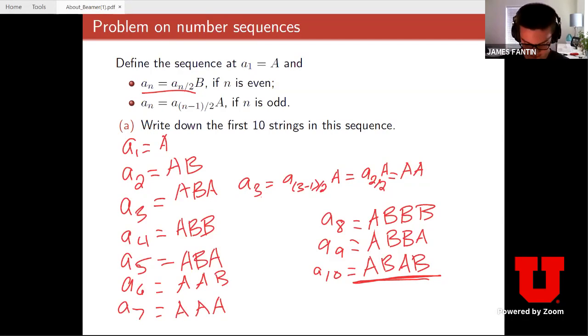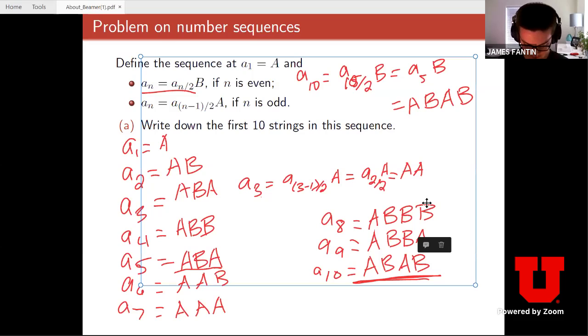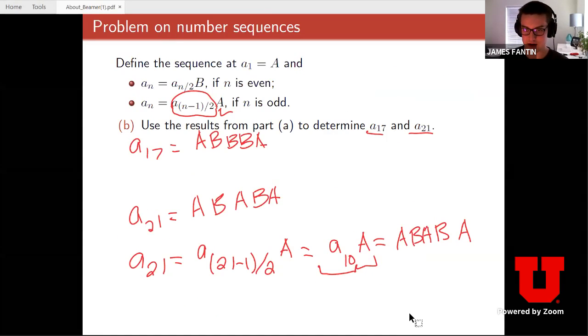So how do we know that that's AB, since we plug in a 10 and then that's A5B? Yeah, so we can solve it for 10 here. We've got A10, and we go to the even case, and that's A sub 10/2, or 5, then B. And then that's A5B. So now we go to whatever A5 is. Oh, okay. And for 5, we had ABA. So that's ABAB. This is a recursive formula, so we need to know all the previous values before we can know the later values. Okay. And that's kind of where the B's come up. Yeah, good question. Any others?